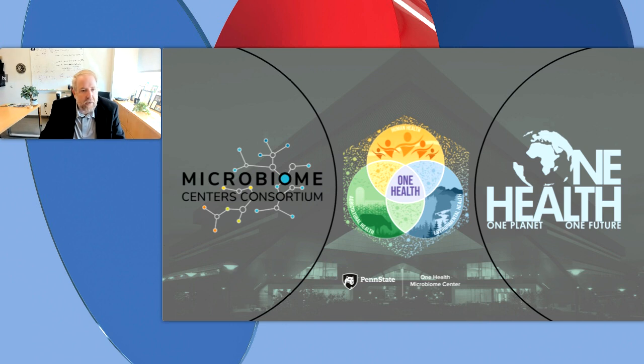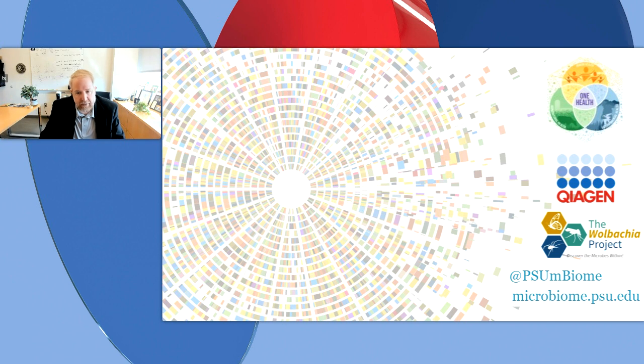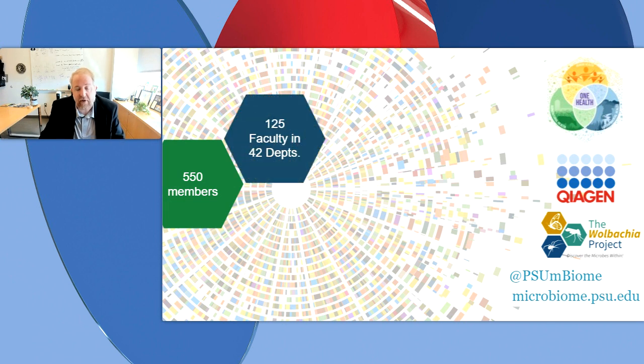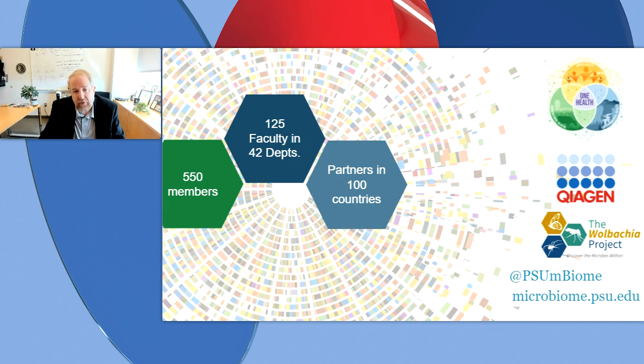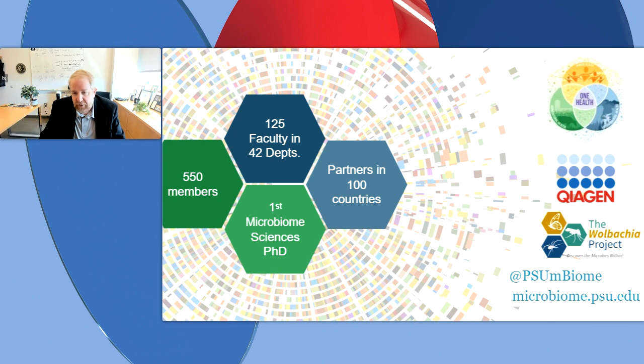In that regard, our center is well represented with 550 members from students to faculty, 125 faculty in 42 departments. We have partners and collaborations in 100 countries. We offer the first microbiome sciences PhD degree in the world, and I imagine that this upcoming submission cycle, there might be some graduate students or undergrads interested in going to grad school in the microbiome sciences. Please let them know that they can get accredited with a degree here as a first in kind, so that's front and center on their resumes and CVs when they graduate.